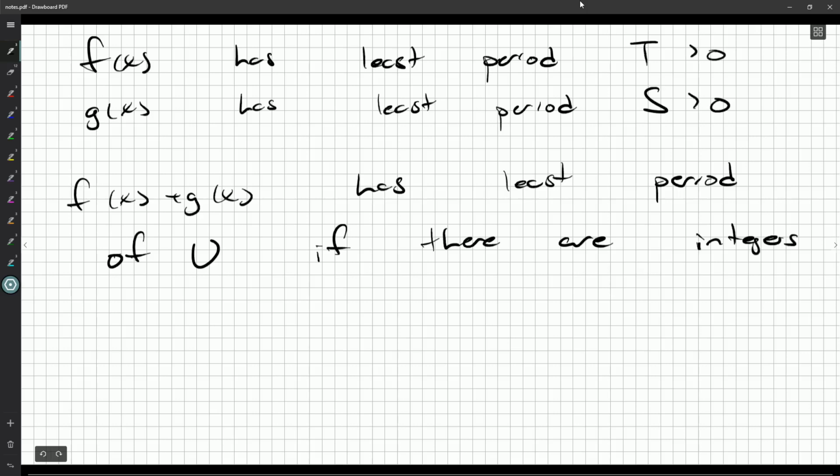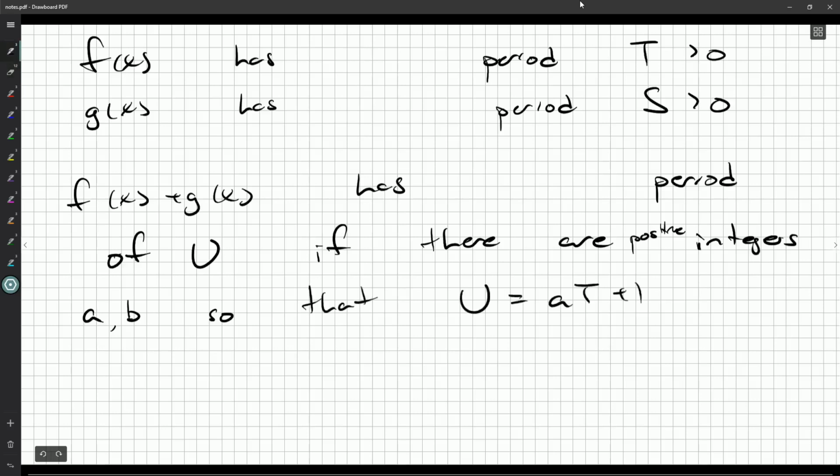These are positive, so if a and b are positive integers, I can actually knock off this least period stuff. This is just true of all periods, really. So that u is equal to at, which is equal to bs. Okay? So how do I know that would work?